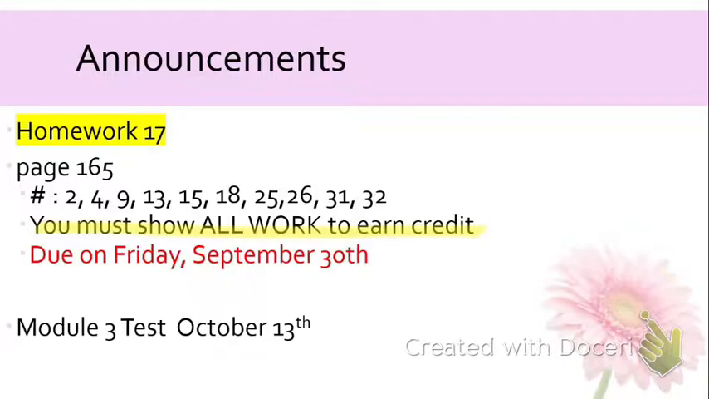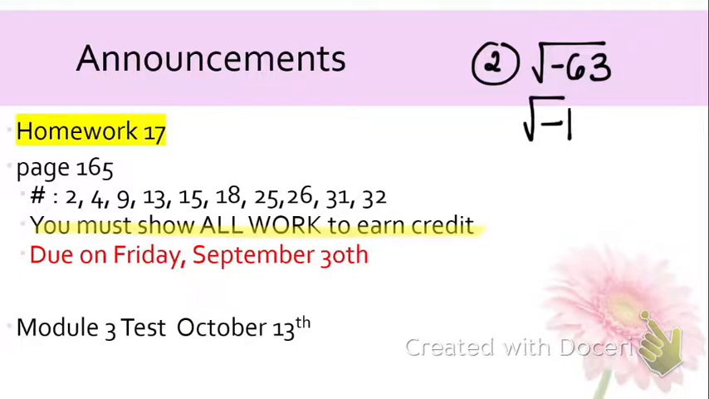Let's look at number 2. Also notice that your book tells you what examples to go back to if you don't remember how to do something. So number 2 says the square root of negative 63. What is your first step whenever you see a negative underneath the square root? Take out the negative. So when I say show work, this is what I'm saying. I need to see the steps. I don't want just the answer. I need you to show me how you got to that answer. So this is the first thing I should see.